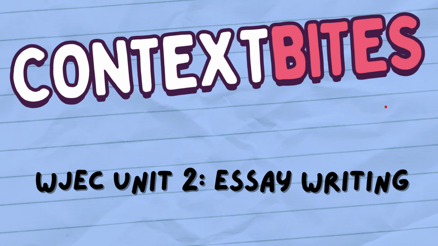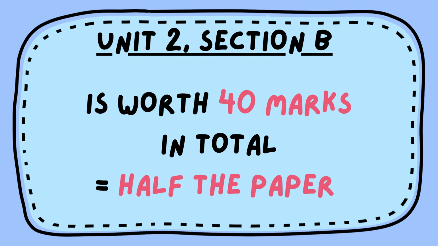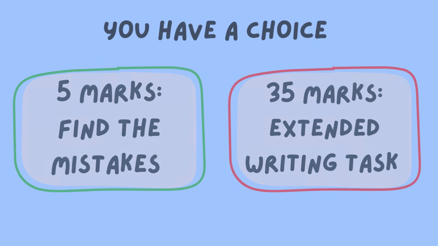And with the Unit 2 exam just around the corner, I thought we'd take a look at Section B of the paper. Now, Section B is worth 40 marks in total, and therefore makes up half the paper. And in this section, you're being asked to do two things. Firstly, you have to find 5 mistakes, and these could be linked to spelling, punctuation, or grammar. And secondly, you're being asked to do an extended writing task, and this is worth 35 marks.